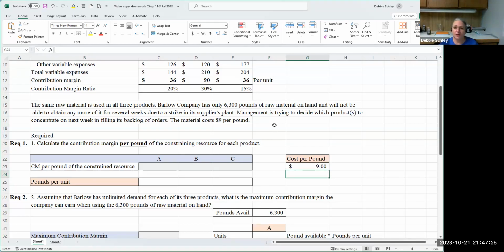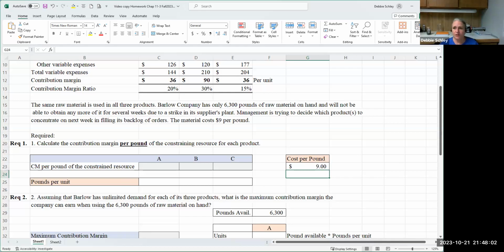So whenever a company is faced with a decision where they have a limited resource, they always focus on making all that the customers want of the most profitable product. And the best way to find out which one is most profitable is to figure out the contribution margin per pound. So usually we've been figuring out the contribution margin per unit, but we need to find out what the contribution margin per pound is.